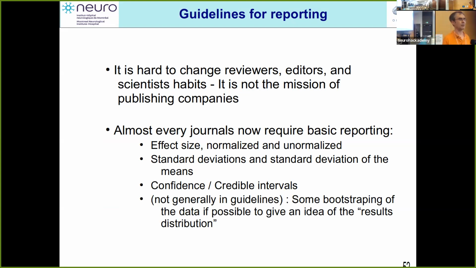It's hard. I sometimes read a paper and say, okay, what's the effect size? I would say half the time it's impossible to find, and you're thinking, okay, I don't know what the effect size is. It's really hard to know.